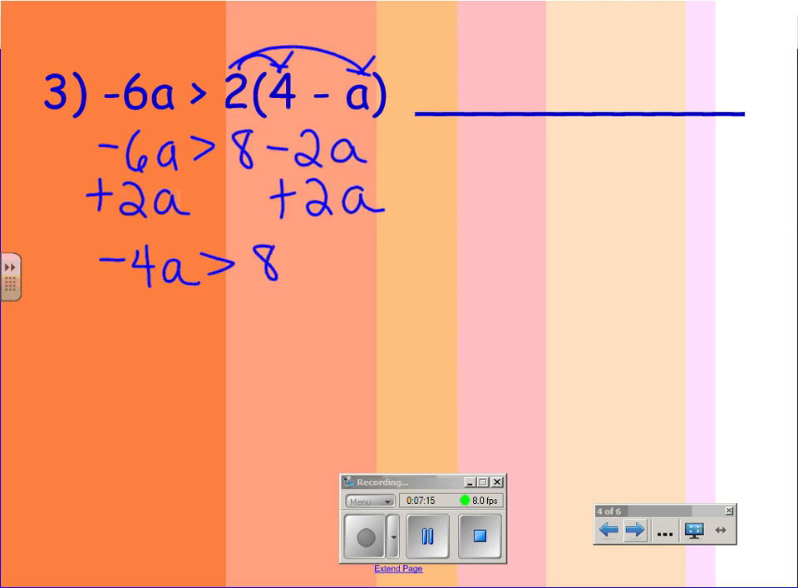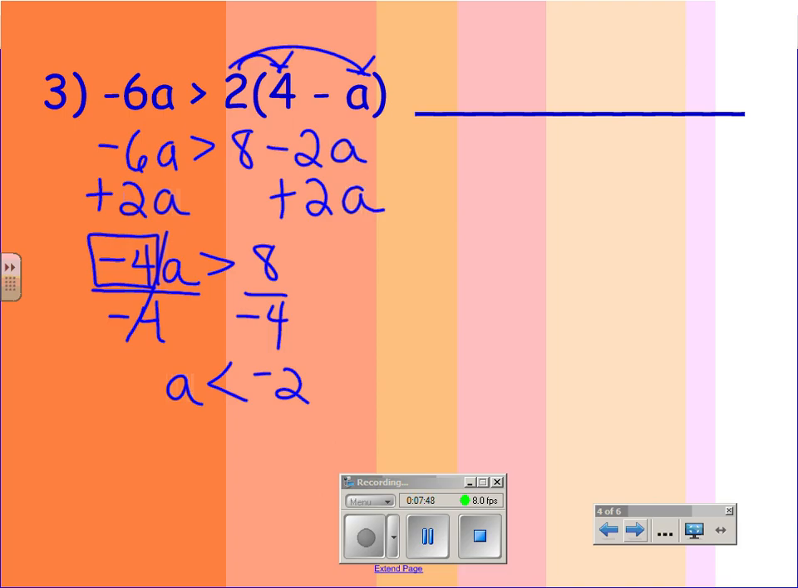Now, this is the trick, and you might want to stop and write yourself a note at this point that says when you divide by a negative or multiply by a negative, then you have to flip the sign. So I'm dividing through by -4, that's the coefficient, that's the boss. We divide by -4, so now a, which was greater than, now becomes less than -2. Notice I didn't add an equal sign to it, all I did was flip the original sign. So if it's greater, you flip it to less. If it's less than or equal to, you switch it to greater than or equal to.